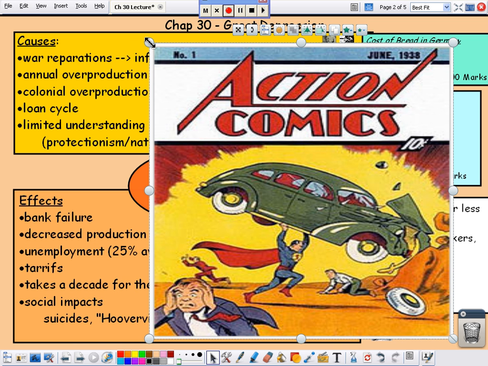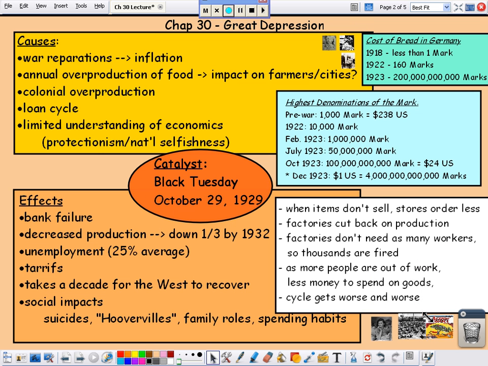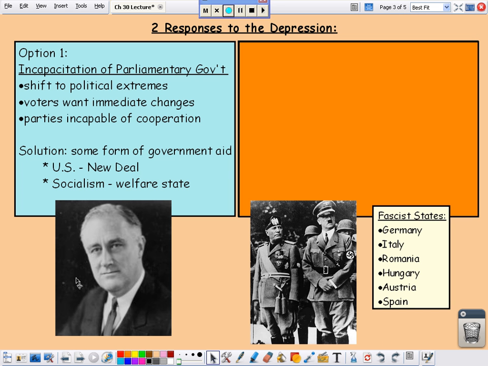Now, we only have a minute or so left, so why not cram more information in? So we talked about who people are blaming. They're blaming their leaders. They're blaming their governments. They want a solution right now. You're going to have two problems and two solutions.